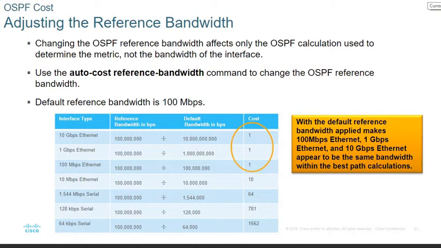Ethernet 1 Gbps and Ethernet 10 Gbps appear to be the same bandwidth within the best path calculations.